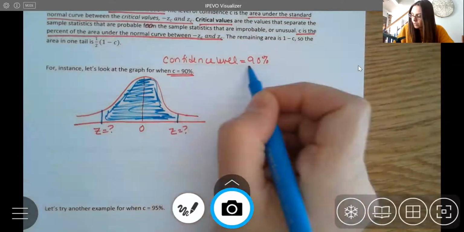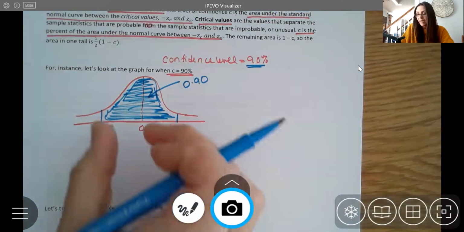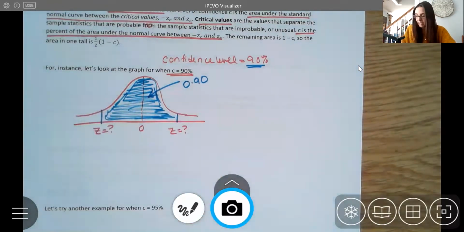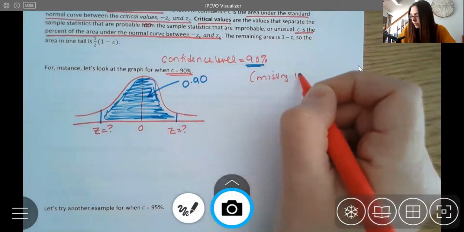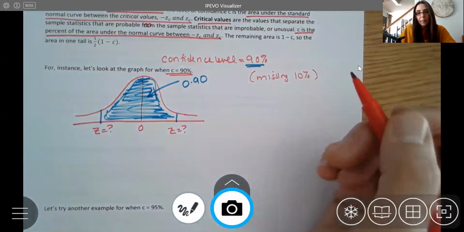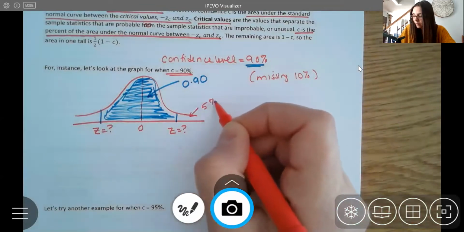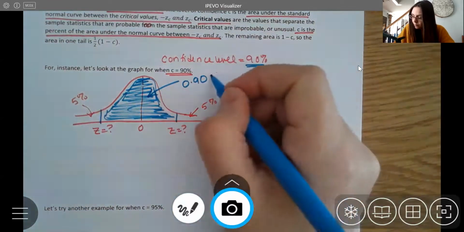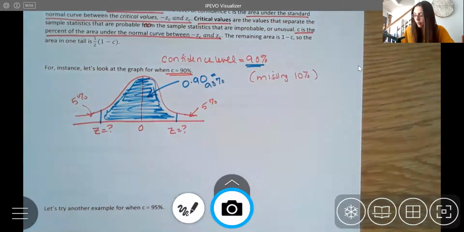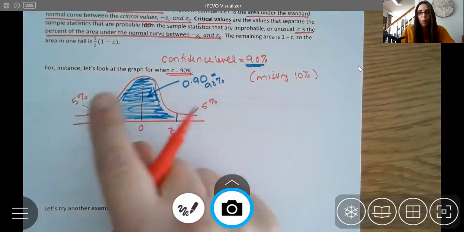Now, because we're doing 90%, this area in here is 0.90. So I have 90% of my area here, which means that I'm missing 10%, right? What happens with that missing 10% is we split it in half. So 5% goes here and 5% goes here. And again, for our purposes with confidence intervals, we're always going to center them, and that missing confidence is going to get split into both tails.